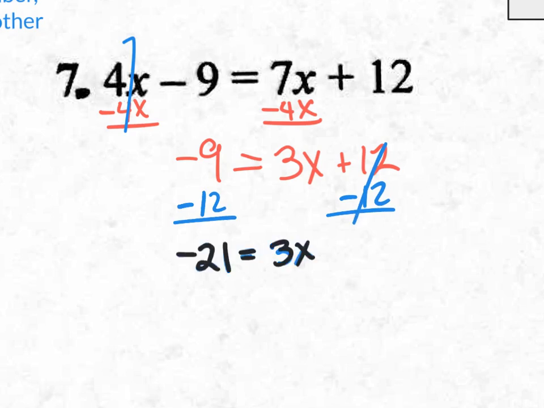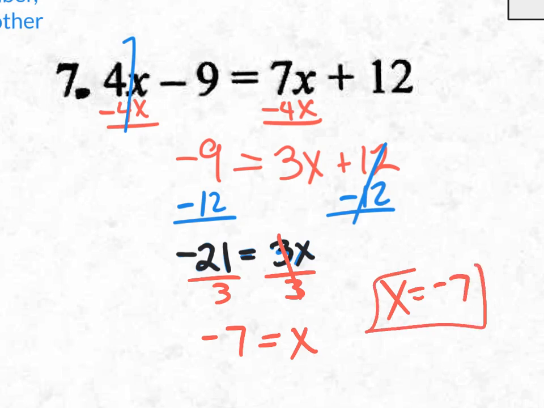And yes, the final step would be to get rid of the multiplication of 3 to get x by itself on the right side. So we're going to divide by 3 to get rid of that multiplication of 3. What you do to one side, you do to the other. Final answer is x equals negative 7. X equals negative 7 is the correct answer for number 7.